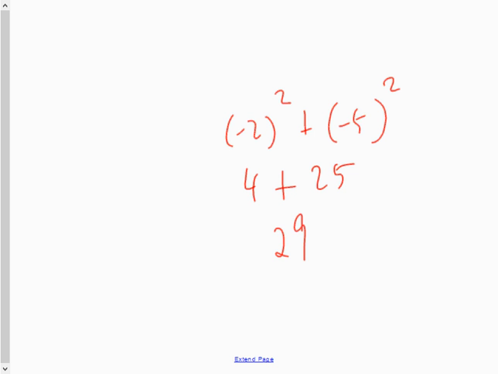Question 14, evaluate negative 2 in brackets to the exponent of 2 plus negative 5 in brackets to the exponent of 2. So we have this in repeated multiplication. Negative 2 squared is 4. Negative 5 squared is 25. So when I evaluate it, the expression is worth 29.